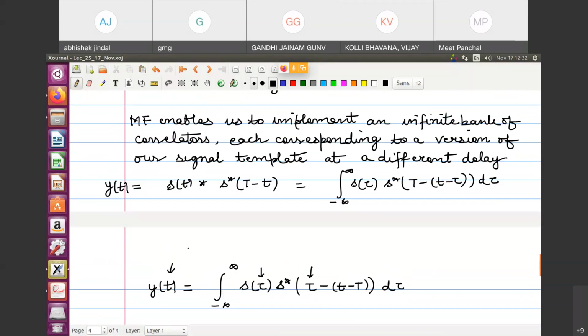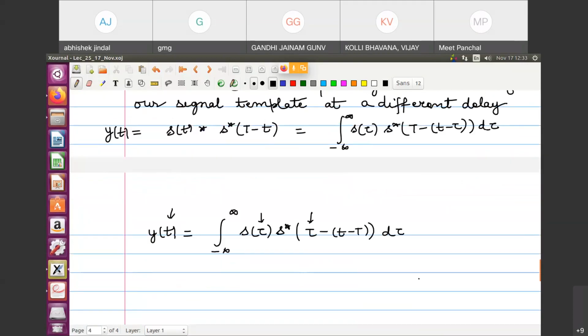That is what this matched filter enables us to implement: an infinite bank of correlators. Why? Because here t can take any possible value on the real axis, so t implicitly takes an infinite number of values. If I substitute any value of t, I will get a number that is nothing but a correlation of the signal with itself, but with a different delay, each corresponding to a version of our signal template at a different delay. So this is intuitively what we have done.